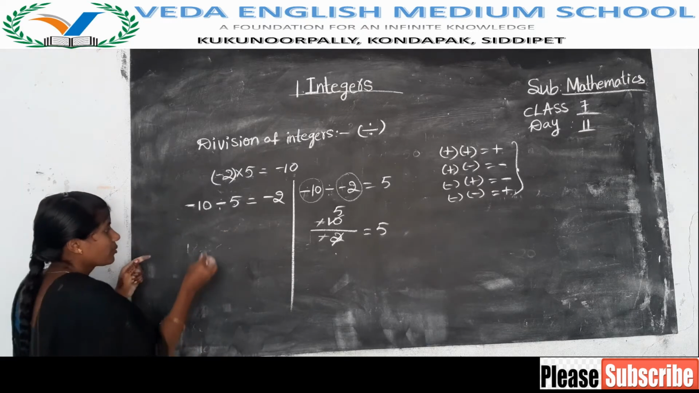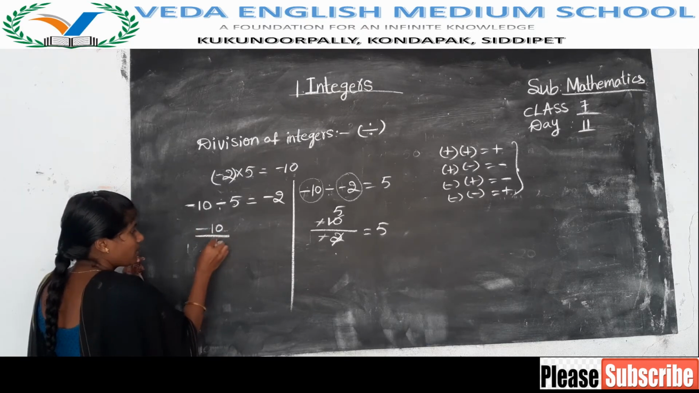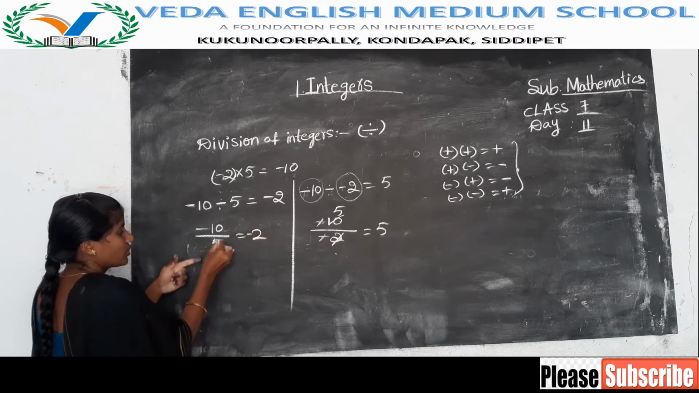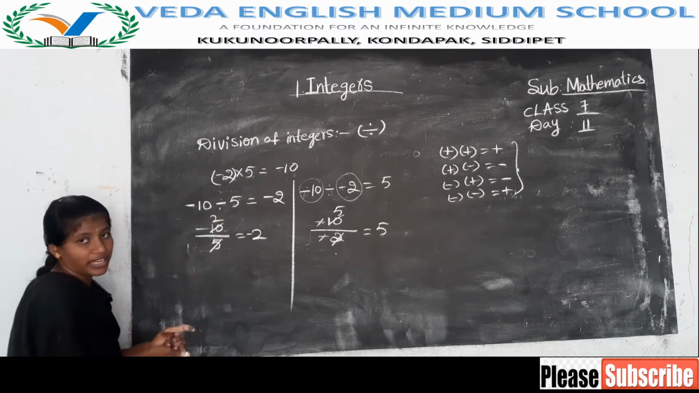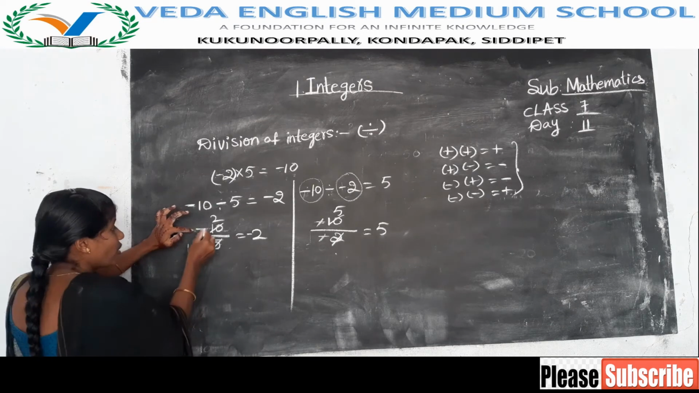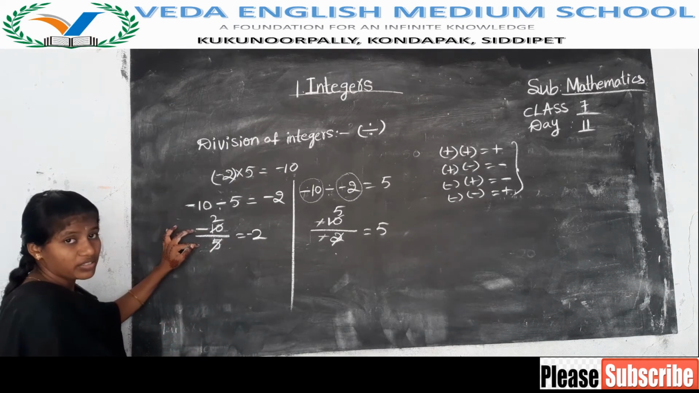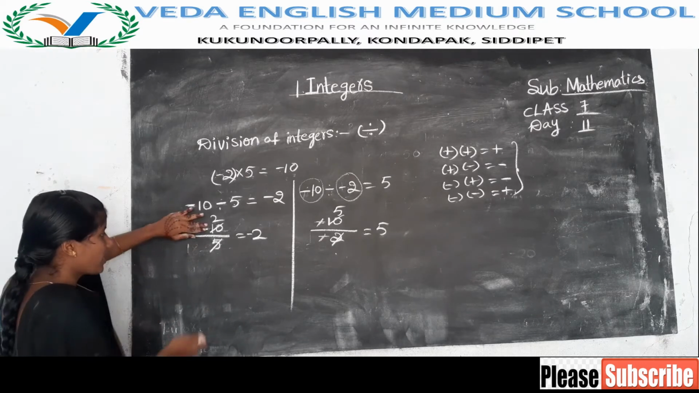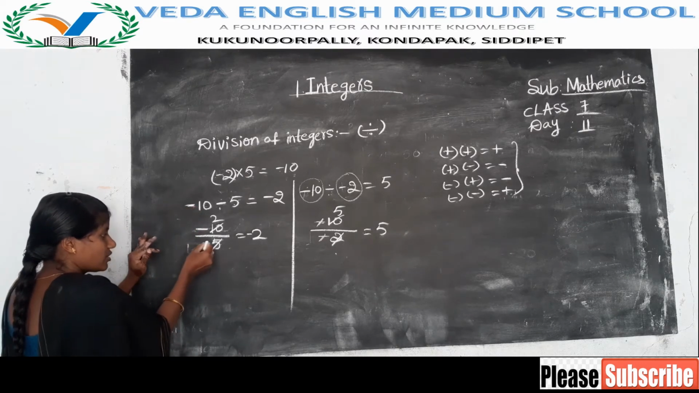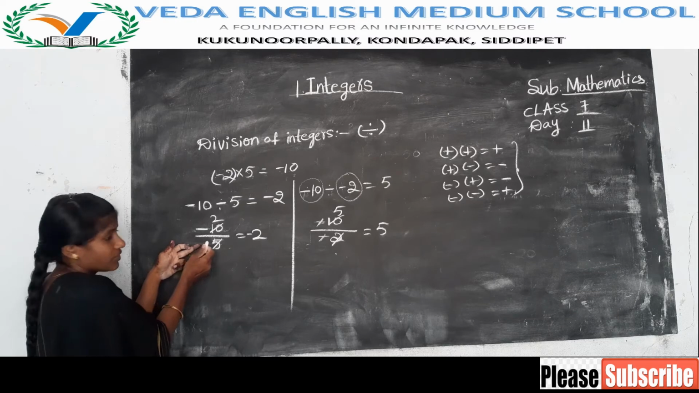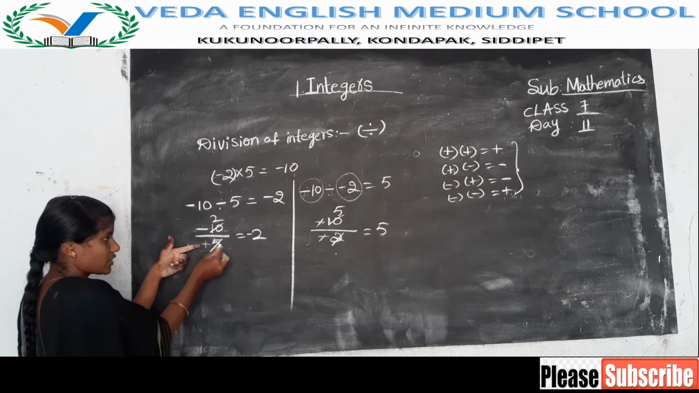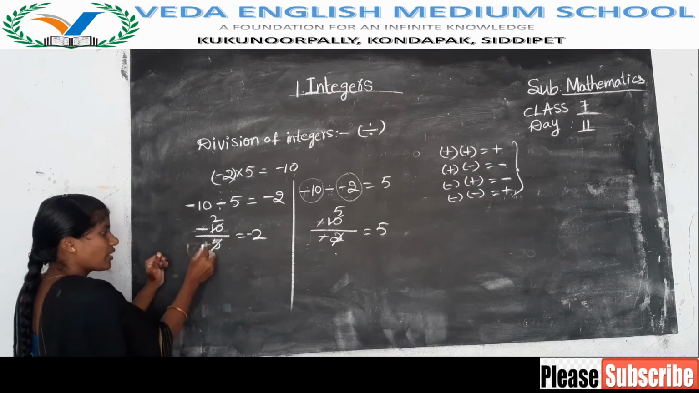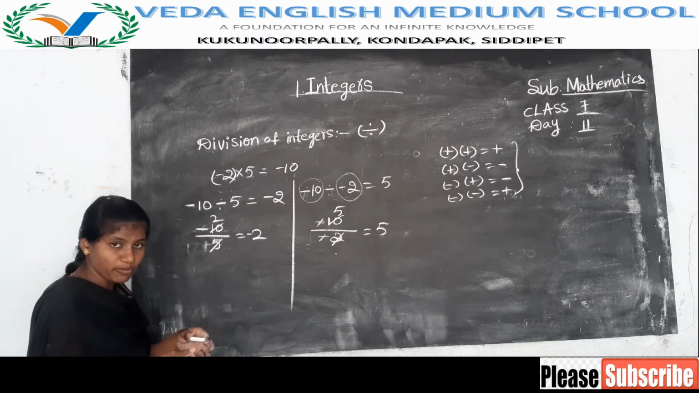Then what about minus 10 divided by 5? See, the answer I said was minus 2. 5 ones are 5, 5 twos are 10, it is correct. But here we have only one minus symbol. There is no other minus, so there is no need to cancel; we cannot cancel. If you have one plus and one minus, then you cannot cancel like this. Only if you have two plus symbols or two minus symbols is it possible to cancel.